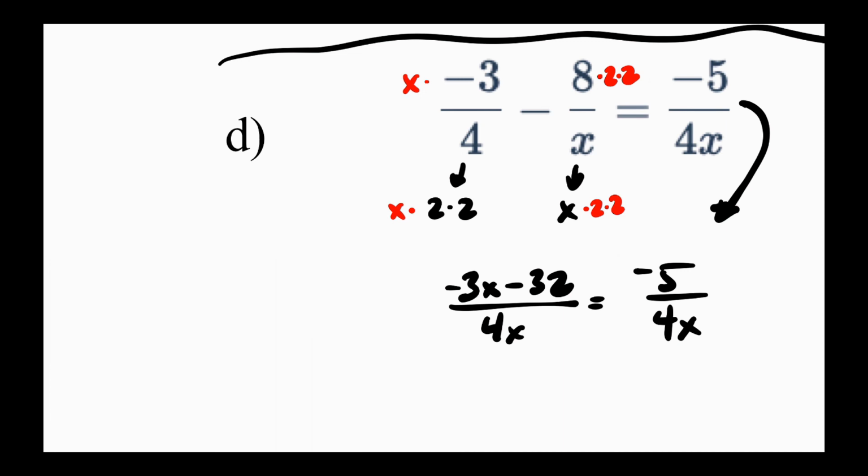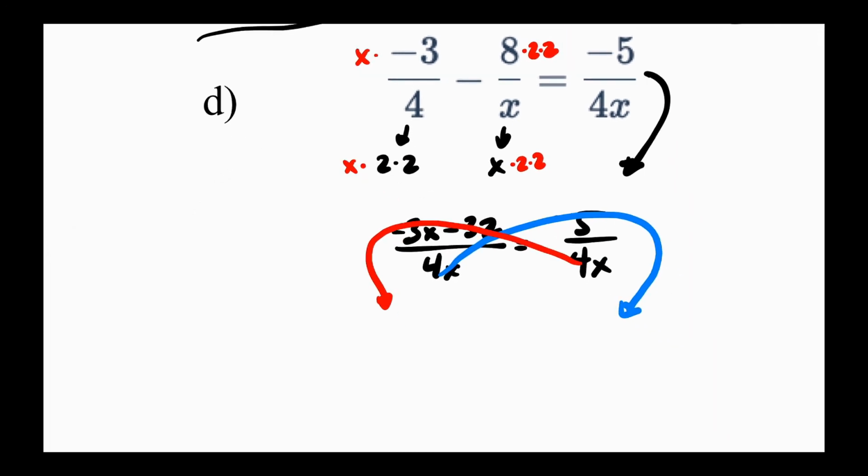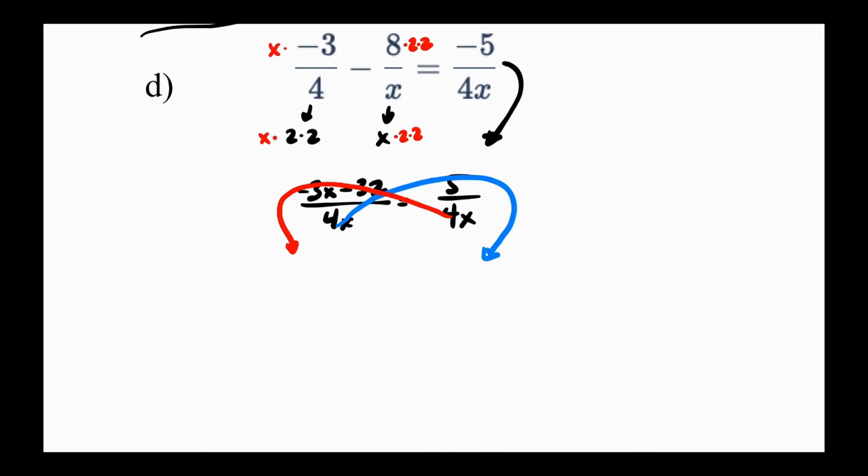Now I have a fraction equals a fraction. Cross multiply. So we have 20x on one side. On the other side, I have 4x times negative 3x minus 32.